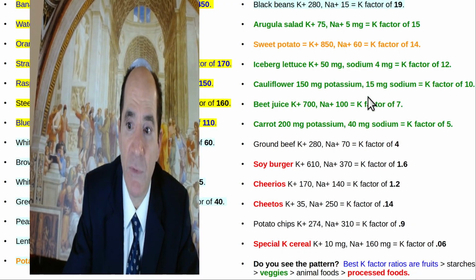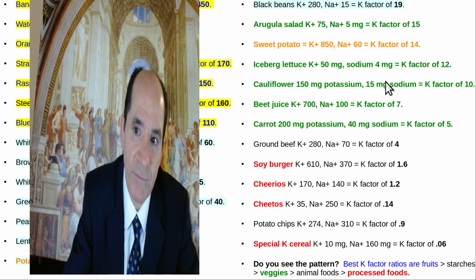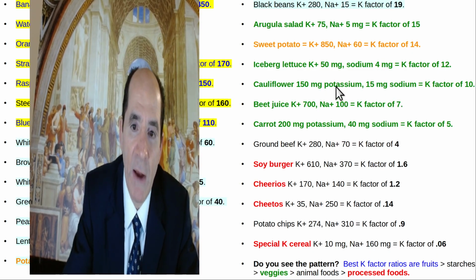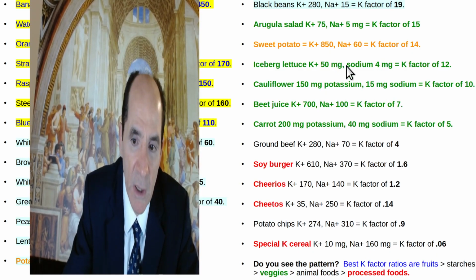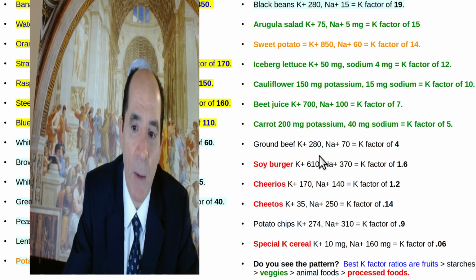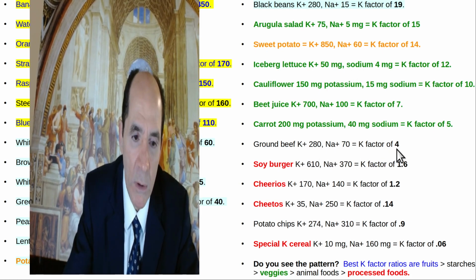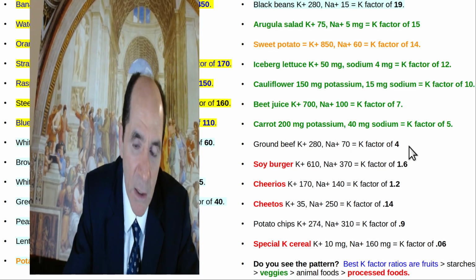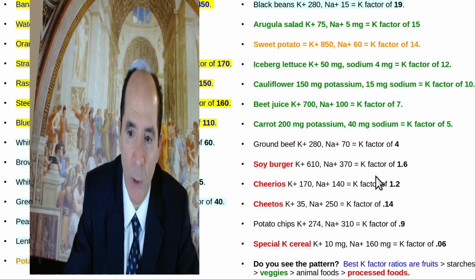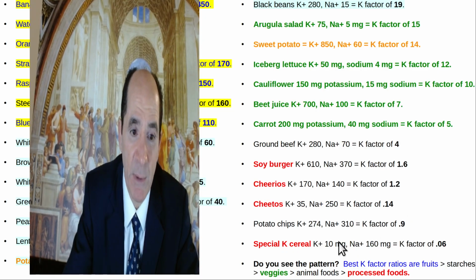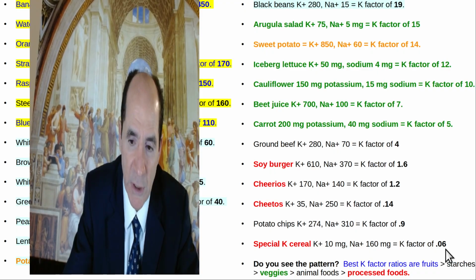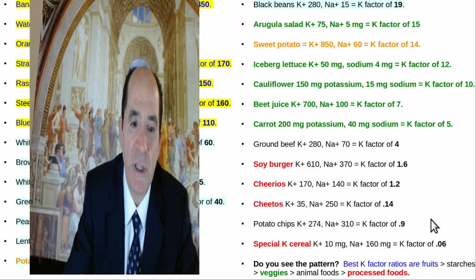You look at veggies. Veggies are K factors of around 5 to 15. Okay, here's everything in green is a veggie K factor. Now you look at animal foods. If you're looking at ground beef, it's more like a K factor of 4, which is bad but not super bad. You get to more processed foods like soy burgers, K factor of 1.6, Cheerios 1.2. It gets worse and worse. Look at Special K, which claims to be a healthy cereal. It has a K factor of 0.06. That's terrible.